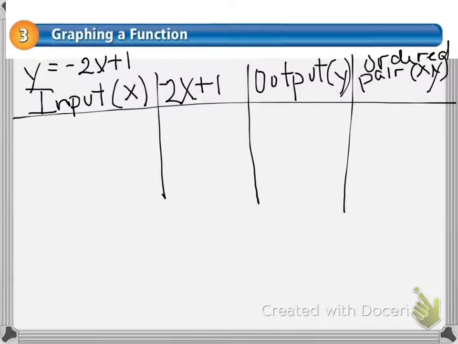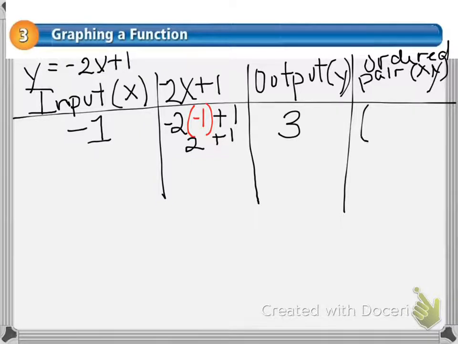So we're going to start with a negative 1. When we put in a negative 1, we must substitute that negative 1 into our equation. So I'm going to put negative 1 and then plus 1. So negative 2 times a negative 1 is a positive 2 plus 1, which is 2 plus 1 is 3. So our ordered pair here is negative 1, comma 3.